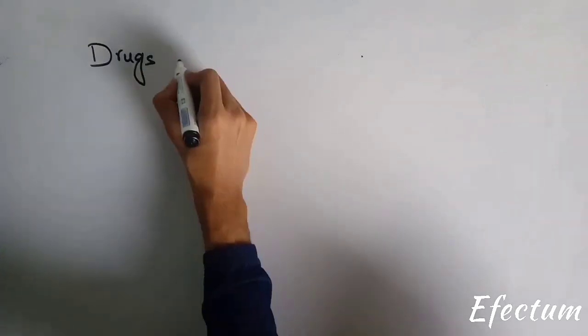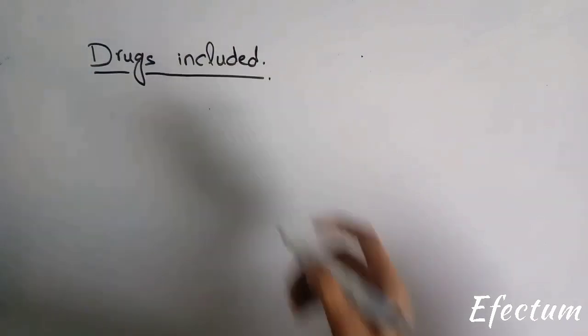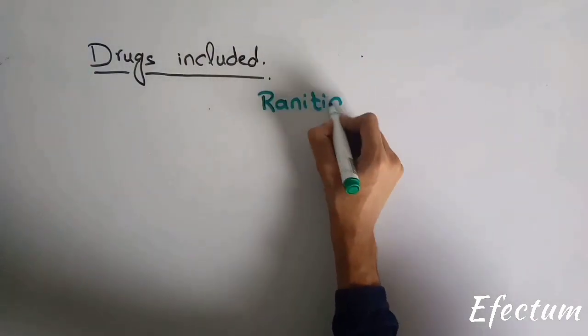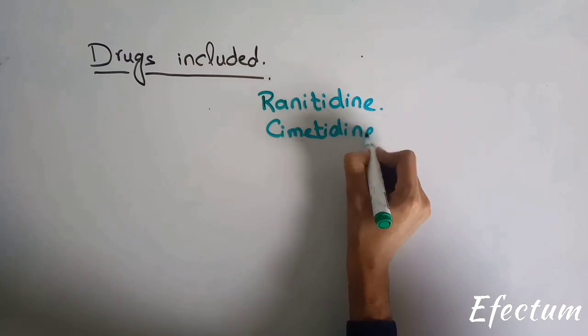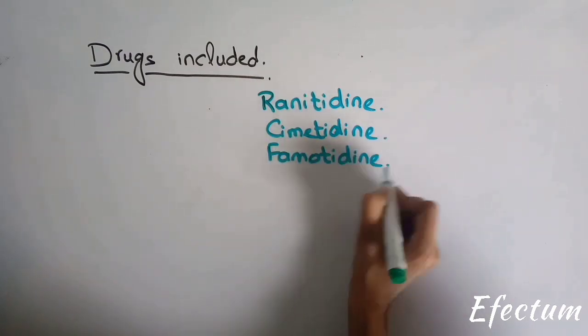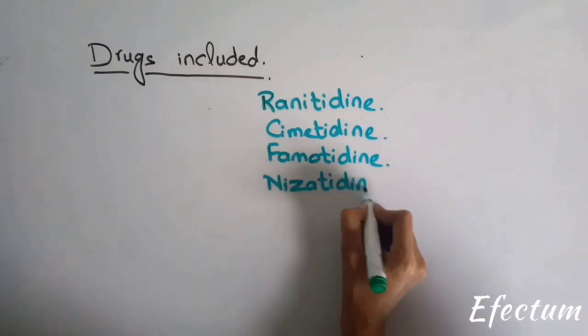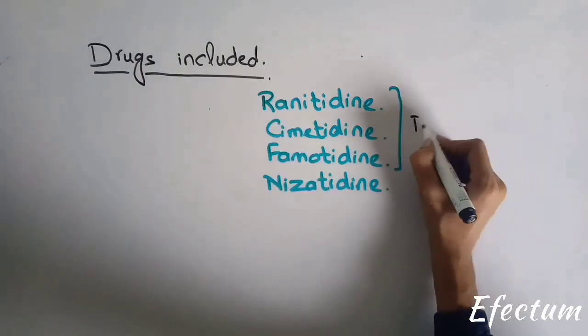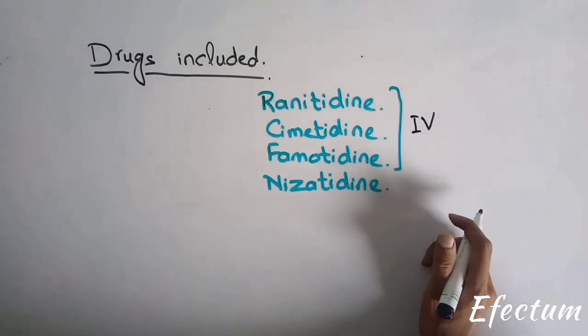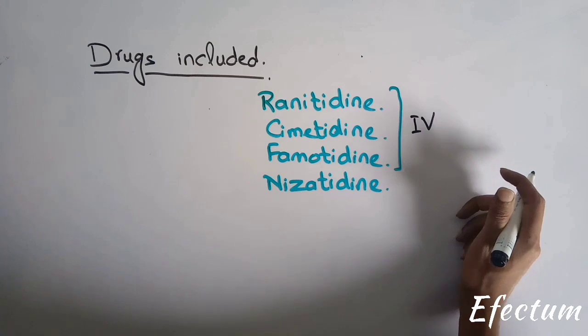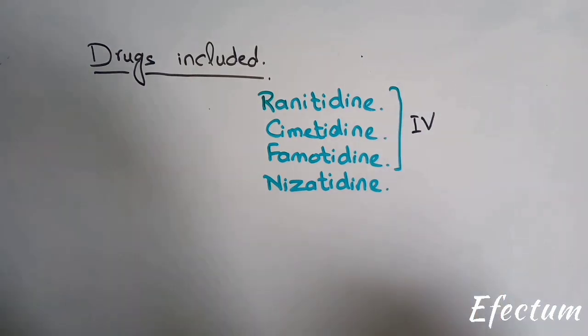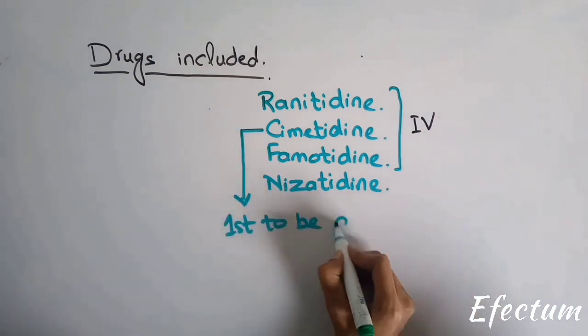Now we will discuss the drugs included in this class. First of all we have ranitidine, then cimetidine, after this famotidine and nizatidine. These four are present in this class. Out of these four, the first three are present as intravenous formulations, while cimetidine was discovered first.